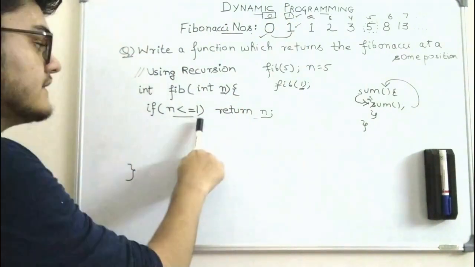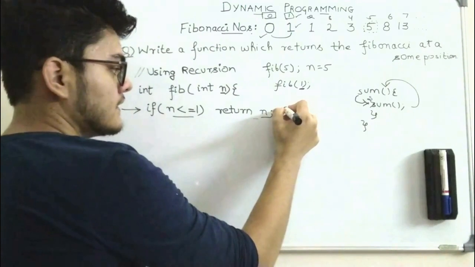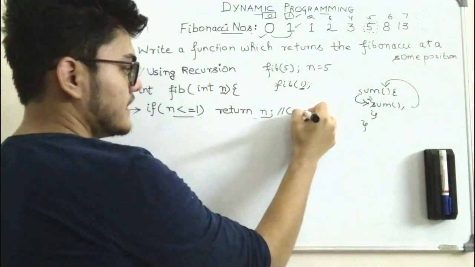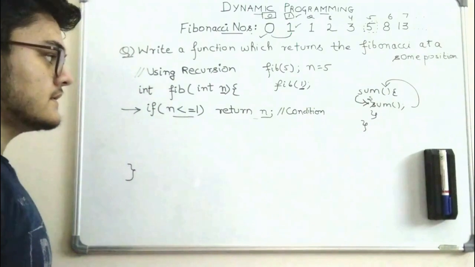So this is basically the condition that will stop recursion.